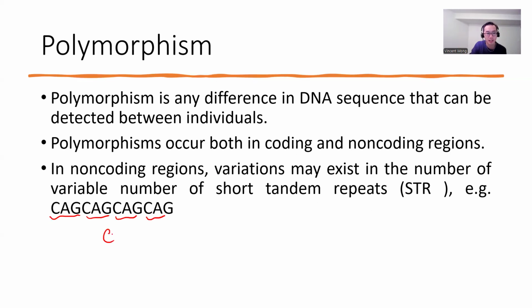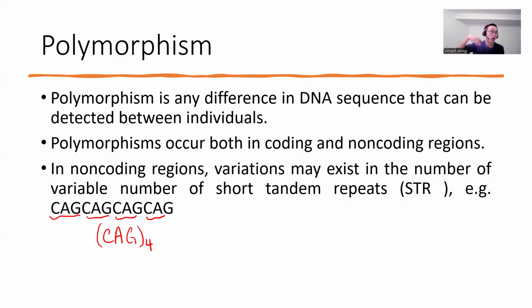We would call this, oh, did I read that wrong? I totally did. I mean CAG, CAG, CAG, right? So this would be CAG bracket 4, right? It's repeated 4 times. So it's short because it only has 3 nucleotides and it's repeated in tandem.